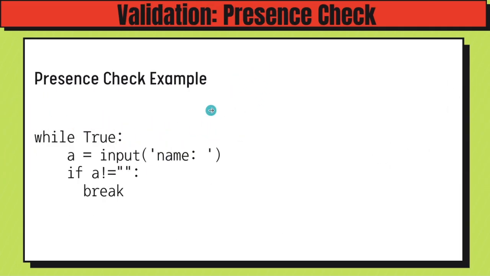Next, we have an example of presence check. So here we ask the user to enter name, and then we make sure that the string is not empty. So if it's not empty, then we break. So if it is empty, then it will prompt the user to enter the name again.